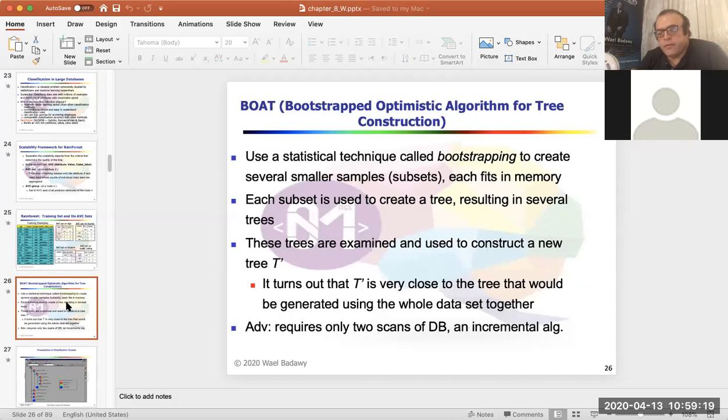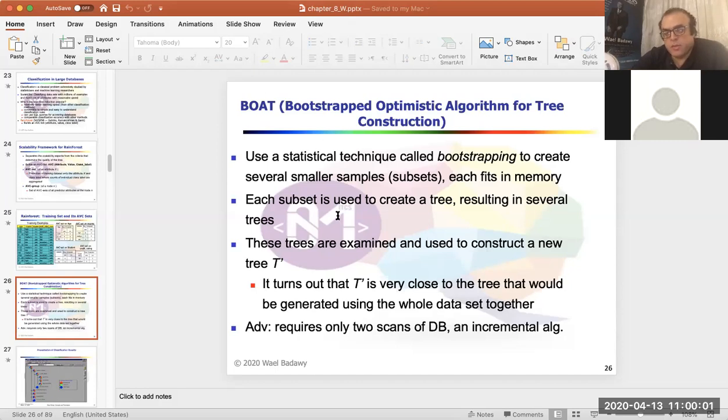There is a famous technique called bootstrapping, where I am able to create a representation of the data which will fit in my memory. This is a bootstrapped optimized algorithm for tree construction. Bootstrapping is a statistical technique. Each subset is used to create a tree, which results in several trees. These trees are examined and used to construct a new form of tree, and the new tree will be very similar to the original tree.